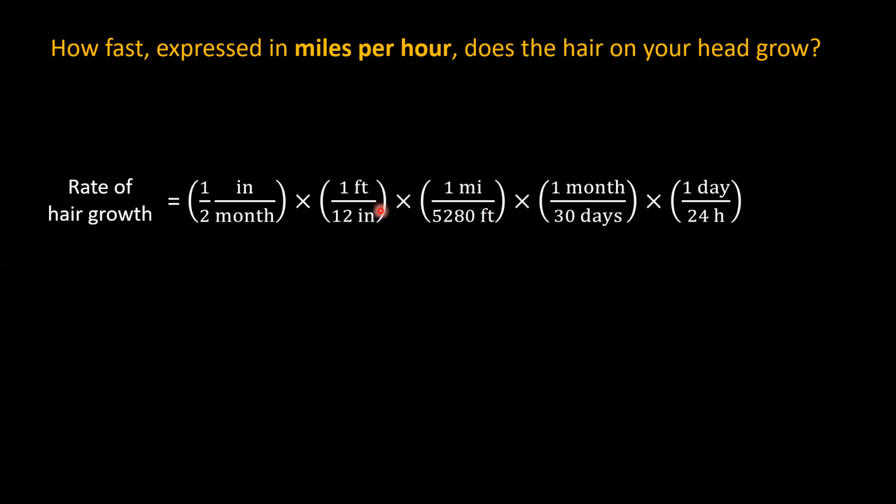Those are equivalent. So I'm really dividing a quantity by itself. That's kind of like 6 divided by 6, for instance. Well, 6 divided by 6 is 1. So what I'm really doing here is multiplying by 1. And that means I'm not changing the rate. 1/2 inch per month times 1 is still 1/2 inch per month. I haven't changed the value of that number or that quantity.